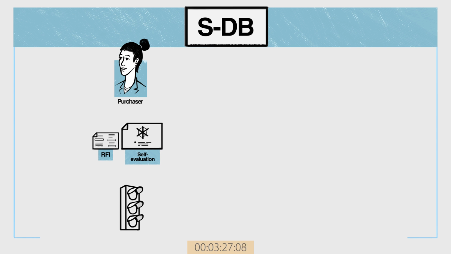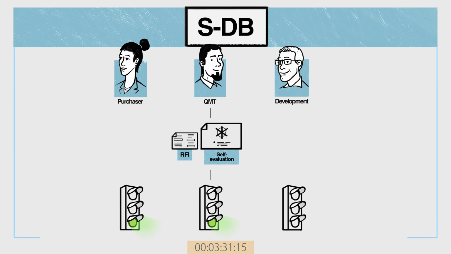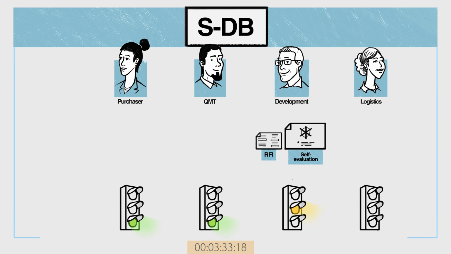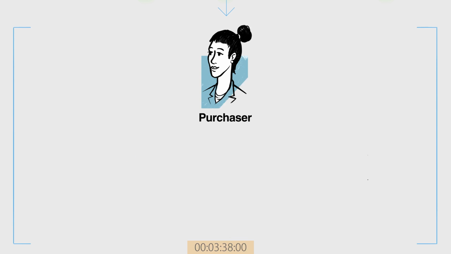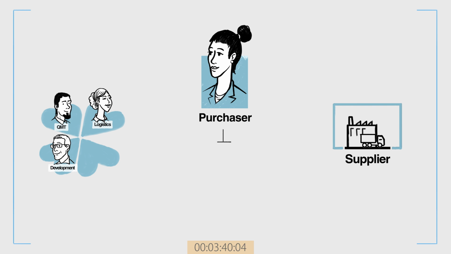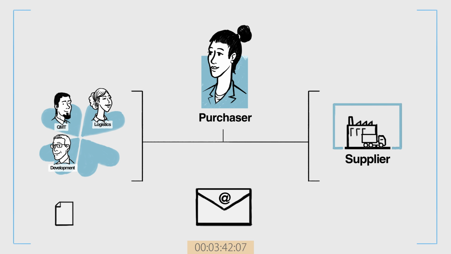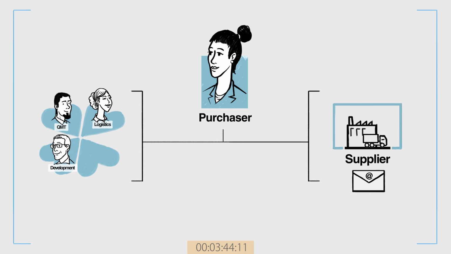Every Cloverleaf member then checks the supplier's self-evaluation and assigns a manual traffic light evaluation in the SDB to this first QFQ phase. If it is necessary to agree on measures with the supplier, then the purchaser leads the necessary correspondence with the supplier and Cloverleaf. Beforehand, every Cloverleaf member documents the required measures in the SDB.